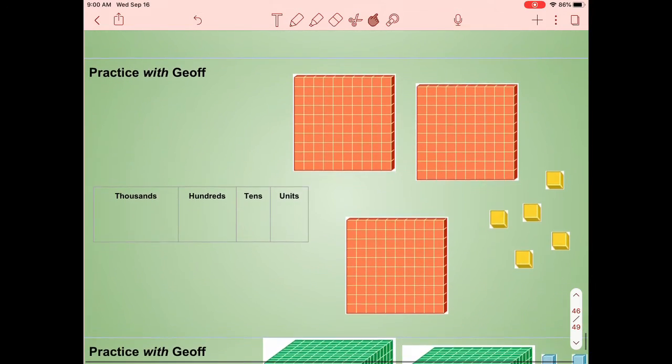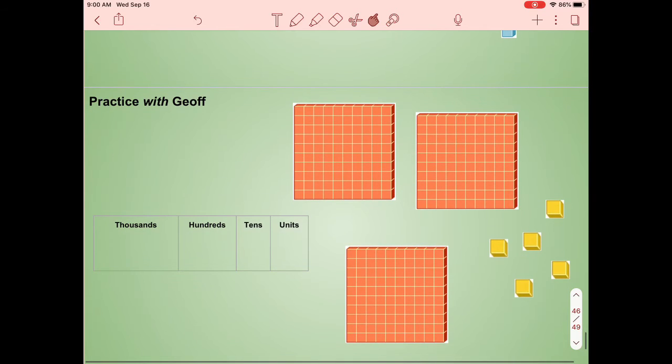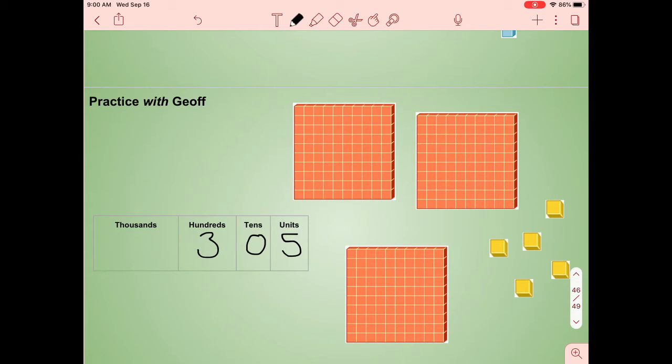All right, for this next problem, I'll go ahead and pause the video if you need to. Write in your answer, and then double check. All right, let's see how that went for you. I've got 1, 2, 3, 4, 5 units. I don't have any tens anywhere here, so I'm going to write 0 tens, and I see 1, 2, 3 hundreds. My answer is 305.